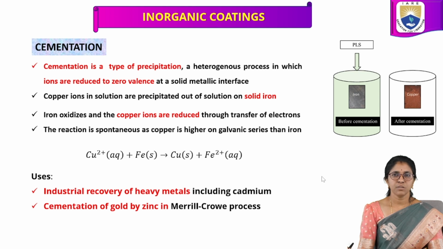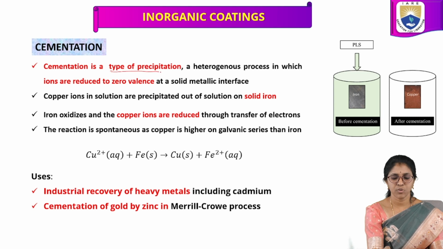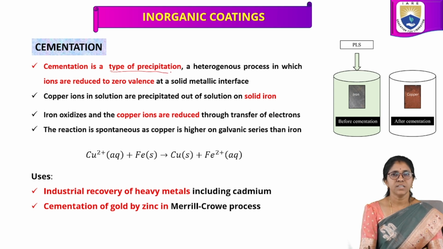So first, metallic coatings are completed. The second one is inorganic coatings. In this, the first process is cementation. Cementation is a type of precipitation. It is a heterogeneous process.